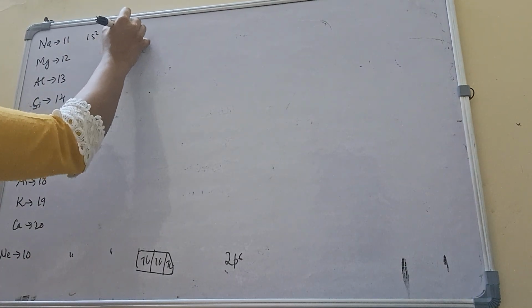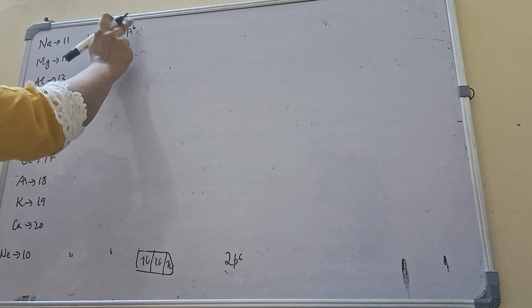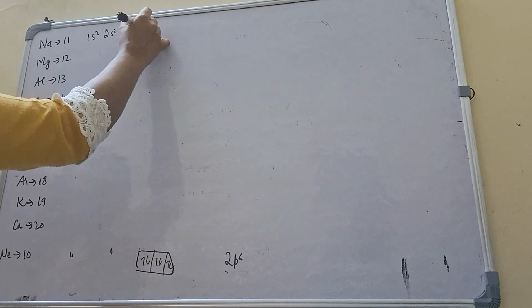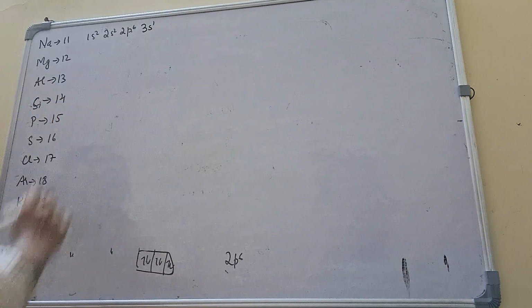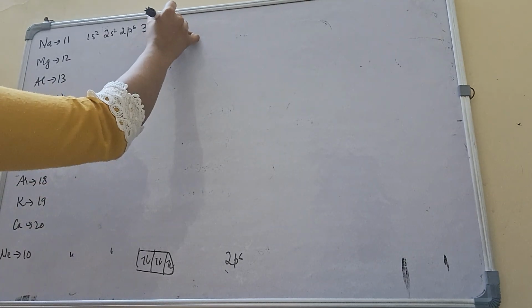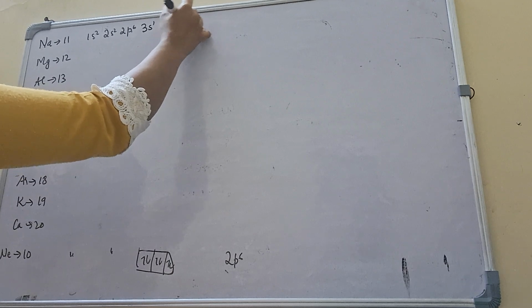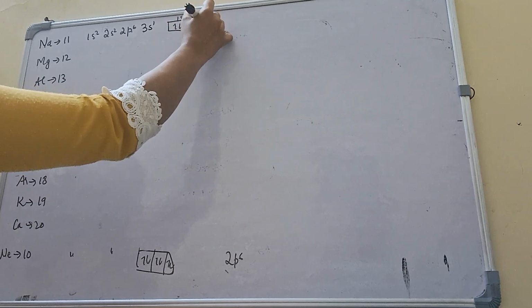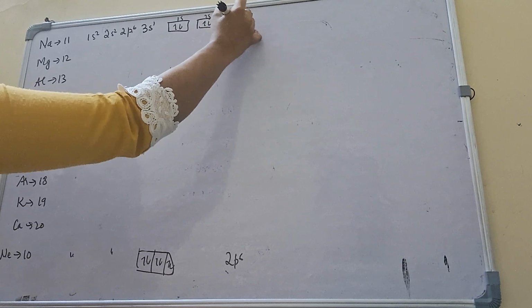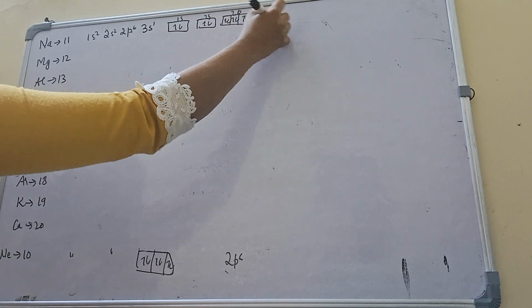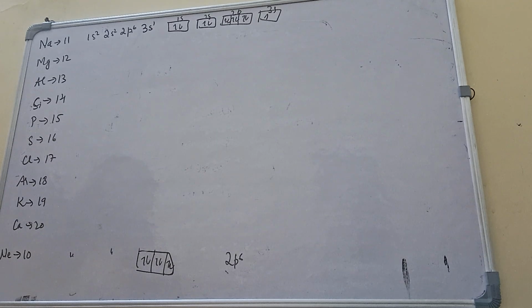1s2, 2s2, 2p6, and next after 2p6 in the diagram, the next is 3s, so 3s1. Okay, so I will just draw the orbitals for this. This is 1s, this is 2s, this is 2p, it's completely filled, and in 3s there will be 1 electron.